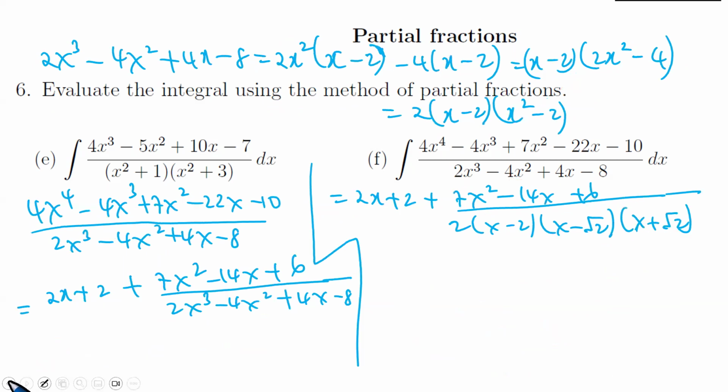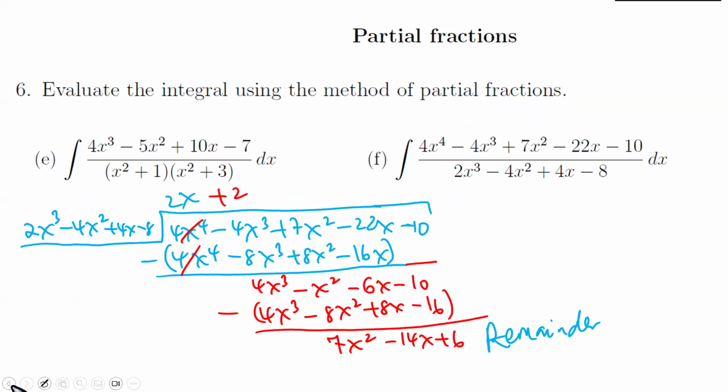Let me see what we got here. I think that there must be a small error. Let me see. I'm trying to check over the divisor. What are the factors of the divisor? Okay, I'm trying to see if there's no mistake here. Okay, just 1 second. So you have 2x cubed minus 4x squared plus 4x minus 8.